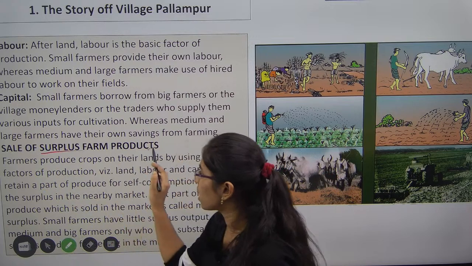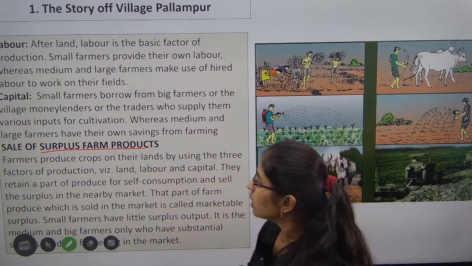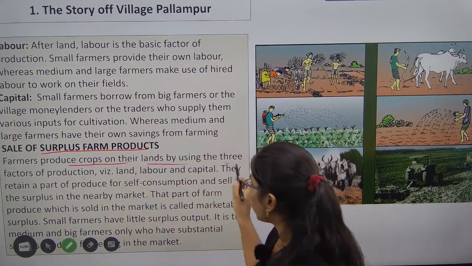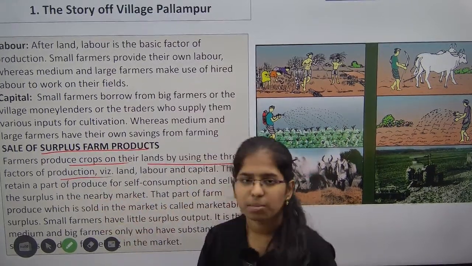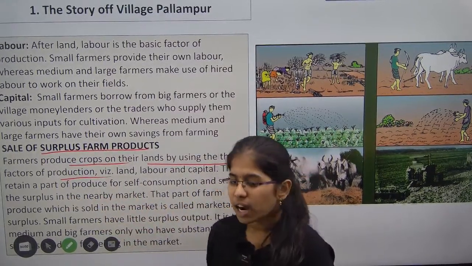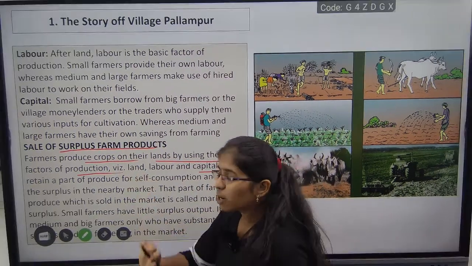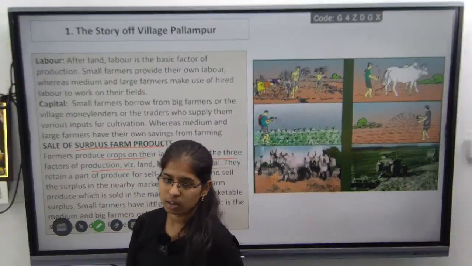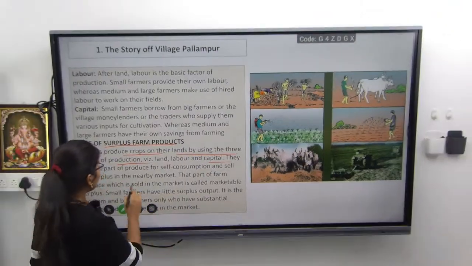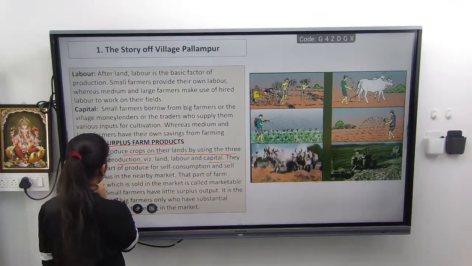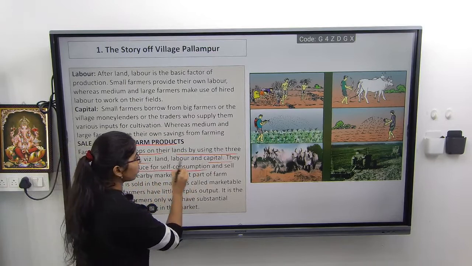Now, sale of the surplus farm products. See, farmers produce crops on their lands by using the factors of production. That means by land, labor and physical capital and human capital. With the capital, they are producing the production. See, they retain a part of the produce for self-consumption.